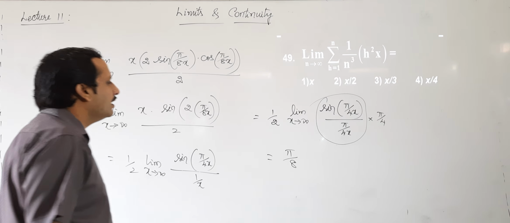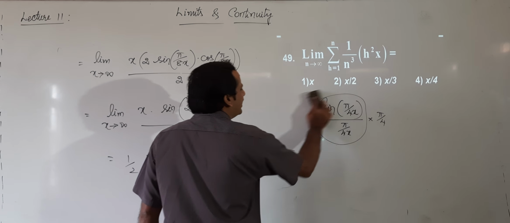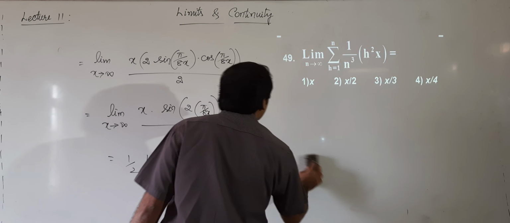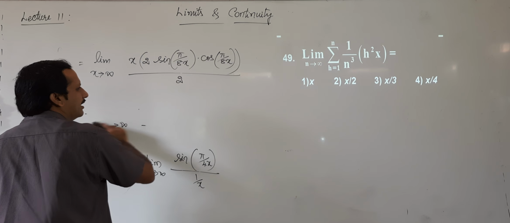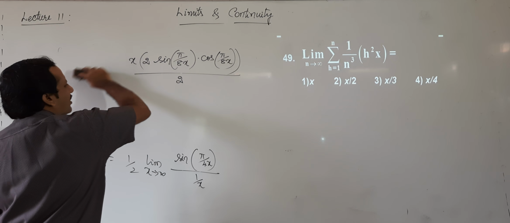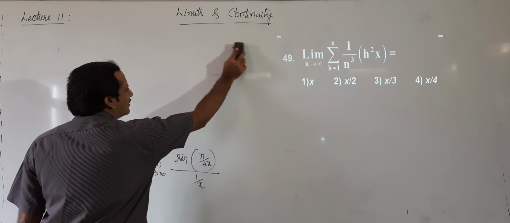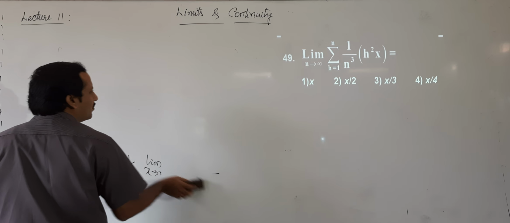49th question. Limit n tends to infinity, summation h from 1 to n, 1 by n cube into h square x. Okay. So h varies from 1 to n.